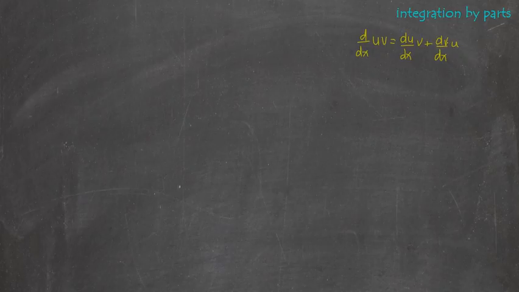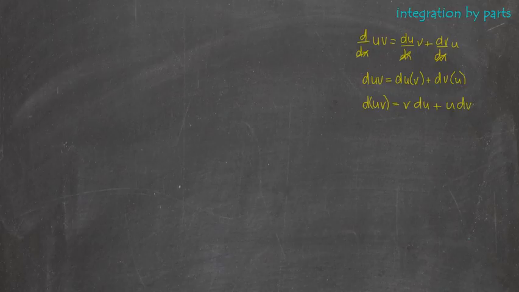Well, we can then convert this to a differential equation by noticing that we have the same denominator across an equal sign, which means they can cancel, and I'm left with the derivative of u times v equals du times v plus dv times u. Or written in the more customary way, the derivative of u times v equals v du plus u dv.